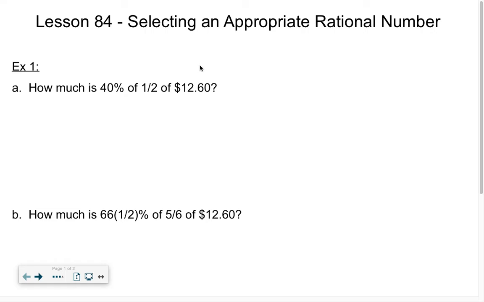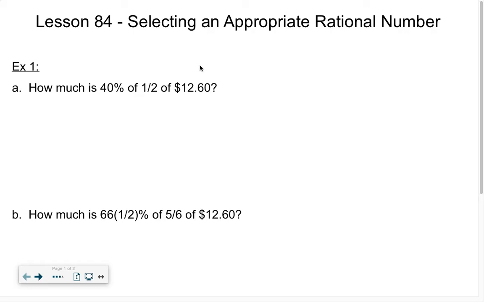So if we look at example 1a, we have how much is 40% of 1/2 of $12.60. As you can see, we have three different numbers there. All three are in a different form. We have the percent, we have the fraction, and we also have the decimal. Well, we know that of is multiplication, so we're just going to be multiplying all three of these numbers together. But the question is, what's going to be the easiest form to get into so that we can multiply these?